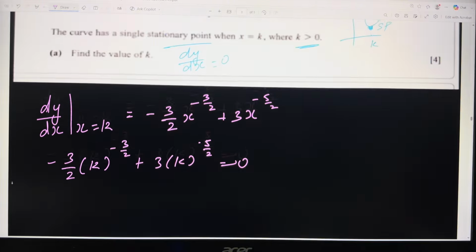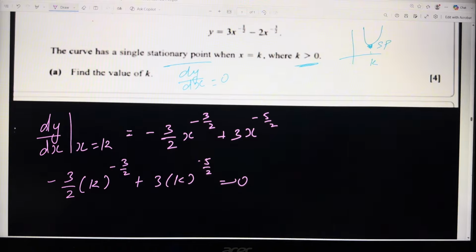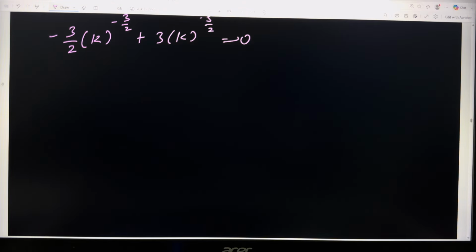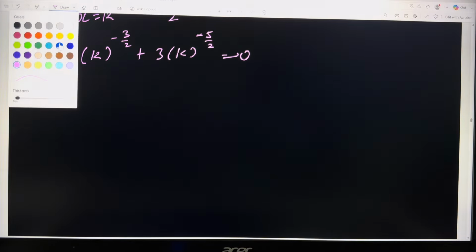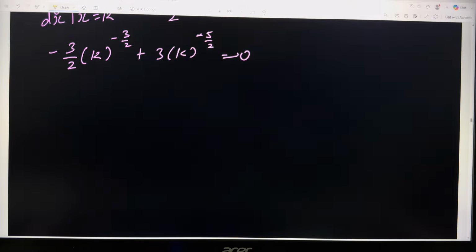Okay, because a stationary point happens when dy/dx is equal to 0, and at that point x is equal to k, so we want to find k, so we substitute it. Okay, and this is negative. All right, now, minus 3.2. Okay, so now let's try to solve this. This will be difficult, but let's break it down.